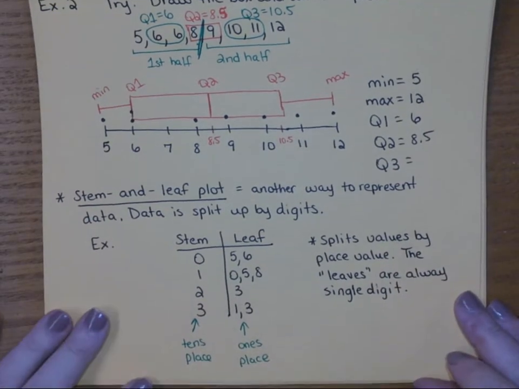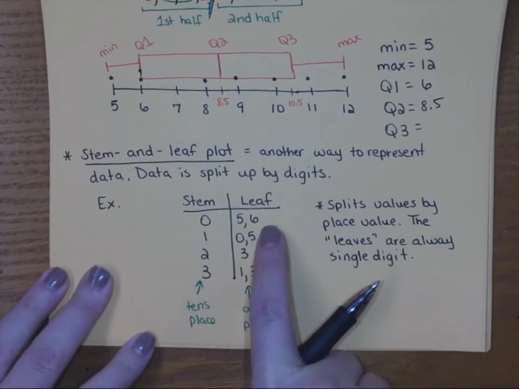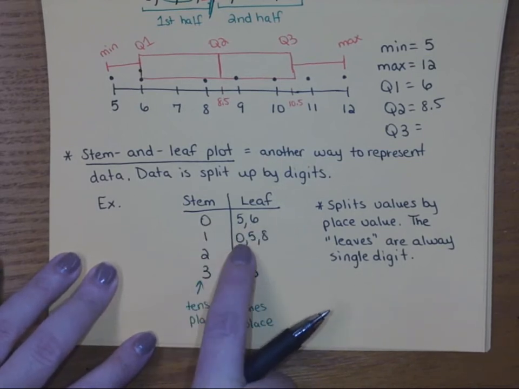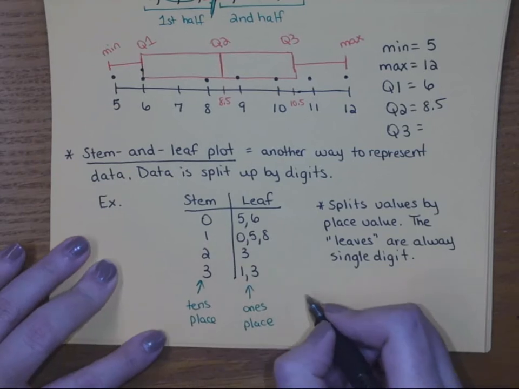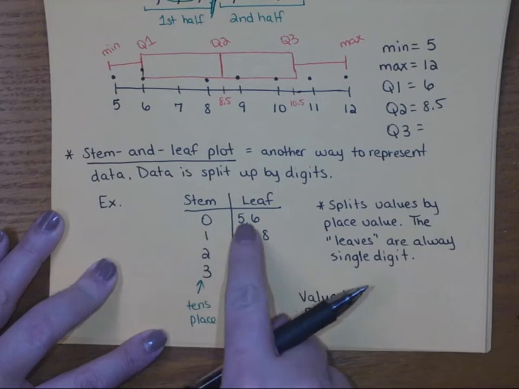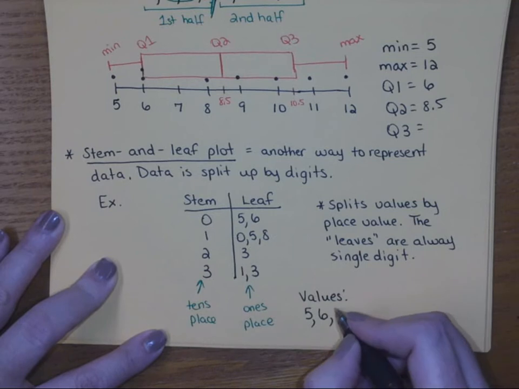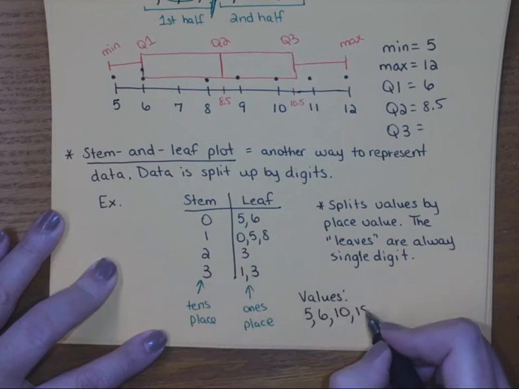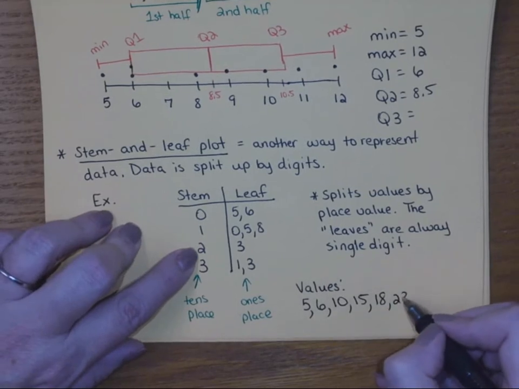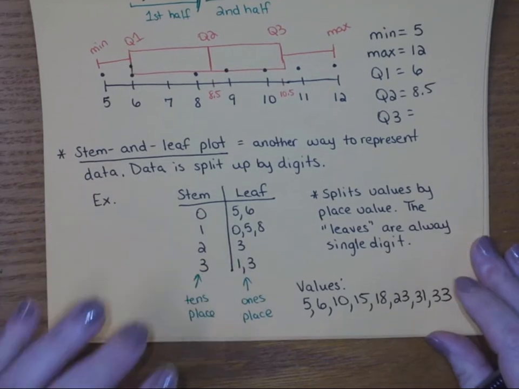Basically, you read this like a tree, right? You have stems that have multiple leaves coming off of it. So it's like 0, 5, 0, 6, okay? This is 1, 0, 1, 5, okay? So this represents the specific values: 0, 5 would be 5, 0, 6 would be 6, 1, 0 would be the number 10, 1, 5 would be 15, maybe you get the hang of it now, 18, 2, 3 would be 23, 3, 1, and 3, 3.